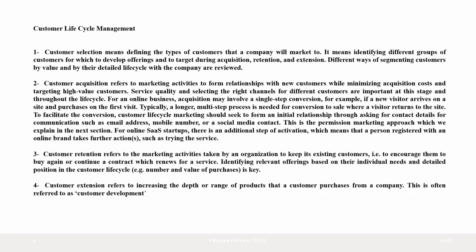To facilitate the conversion, customer lifecycle marketing should seek to form an initial relationship through asking for contact details for communications such as email address, mobile number, or a social media contact. This is the permission marketing approach which we explain in the next section. For online SaaS startups, there is an additional step of activation, which means that a person registered with an online brand takes further actions, such as trying the service.